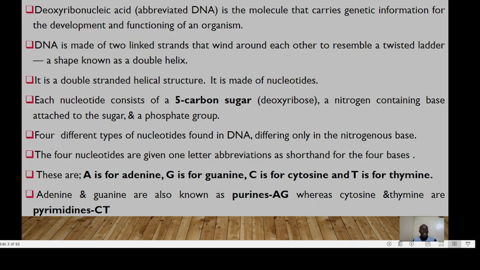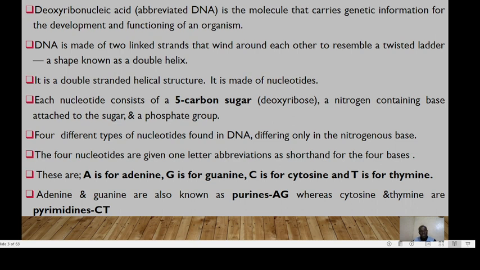DNA is normally made up of two linked strands that wind around each other to resemble a twisted ladder. So it is normally referred to as a shape known as a double helix form. It's a double-stranded helical structure, and it's made up of nucleotides.